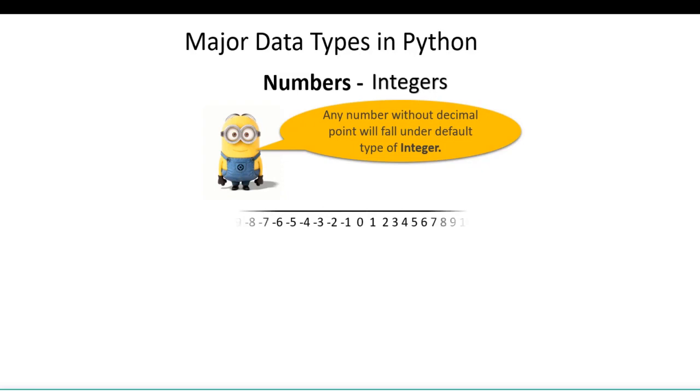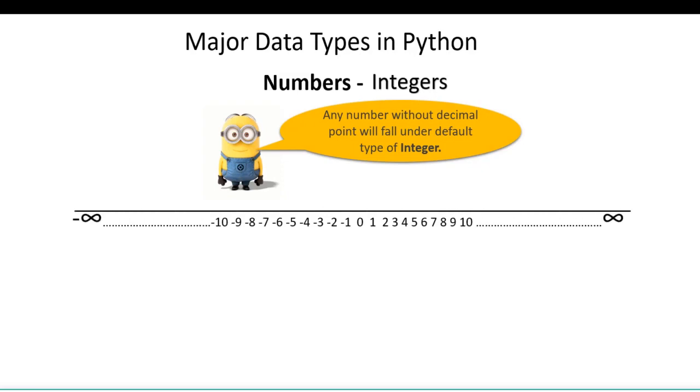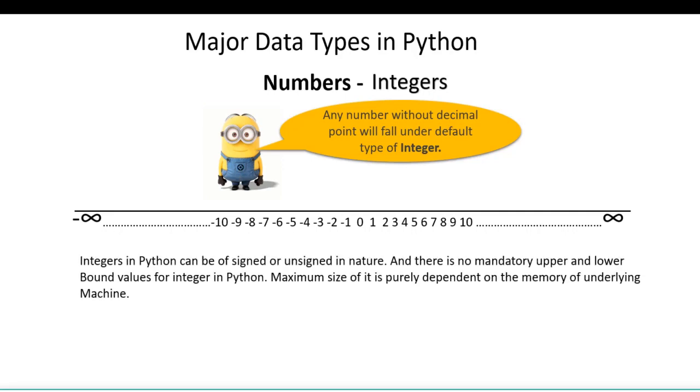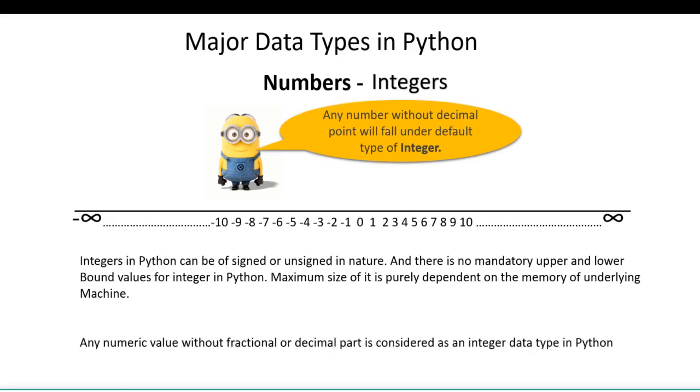Let us now take a look at the range of values that could be stored as part of the integer data type. Theoretically, we can store infinite values under the category of integer data type. How is it possible? This is true in the case of Python 3. Integers in Python can be signed or unsigned in nature, and there are no mandatory upper and lower bound values for integers in Python. So what does the maximum size of an integer value in Python depend on? The maximum size purely depends on the memory of the underlying machine on which Python is running. Thus, any number which does not possess any fractional or decimal part falls under the category of integer data type. It could be positive, that is unsigned, or negative, which is termed a signed number.